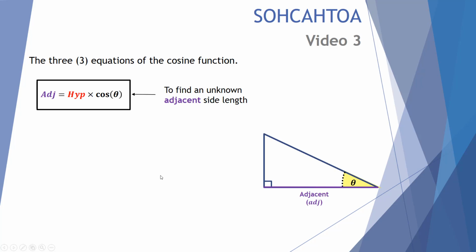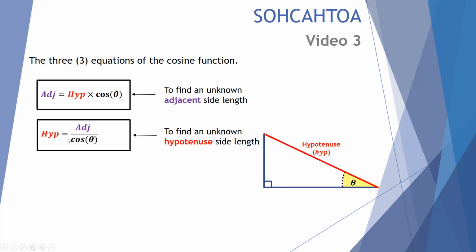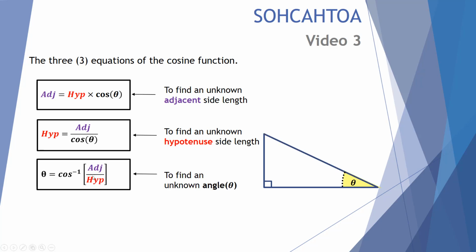Let's summarize these. The first equation, adjacent side length equals hypotenuse side length multiplied by the cosine of theta, allows us to calculate an unknown adjacent side length. The second equation, hypotenuse length is equal to the adjacent length divided by the cosine of theta, allows us to find the unknown hypotenuse side length. And finally, if we want to find the angle theta, it's inverse cosine of adjacent over hypotenuse.